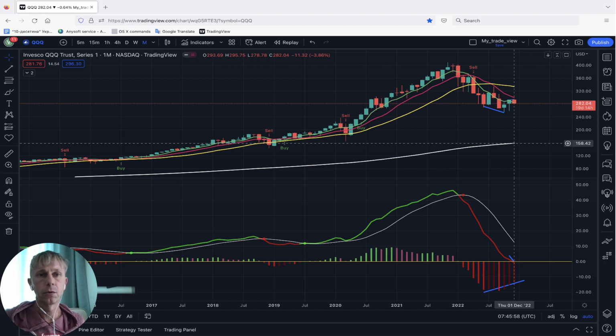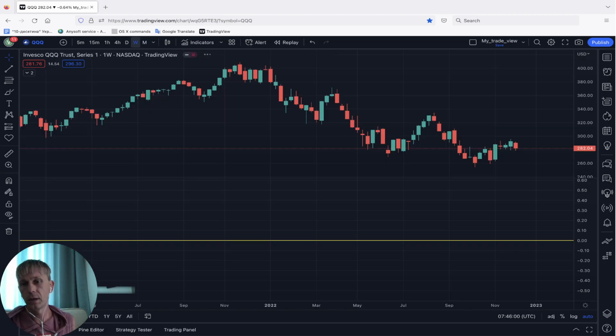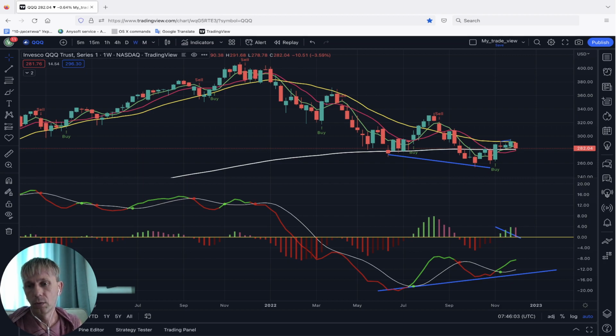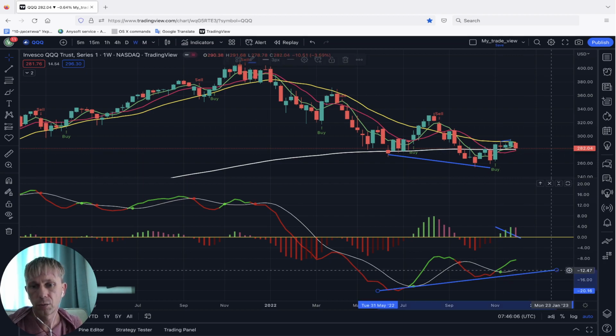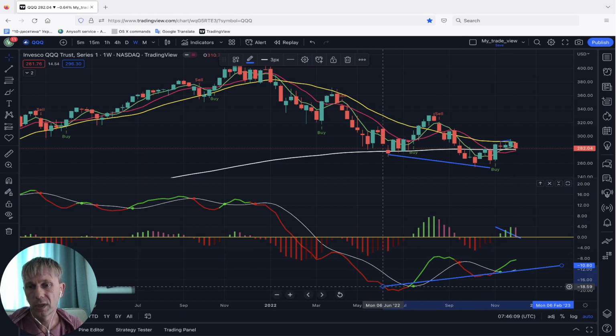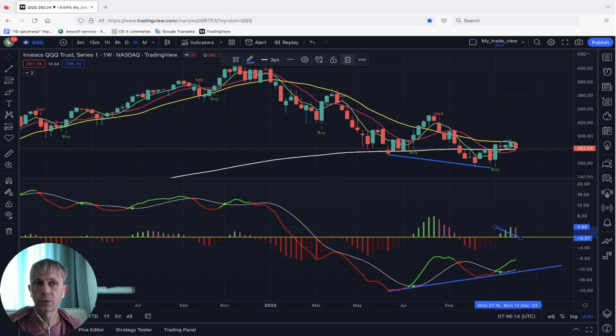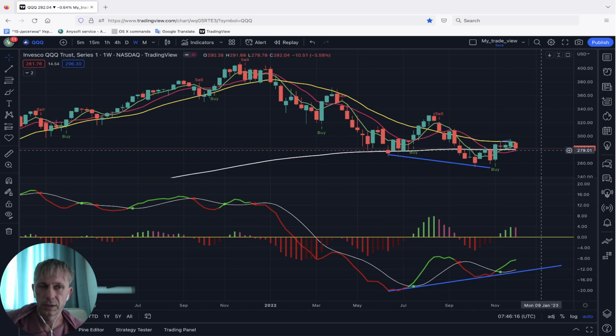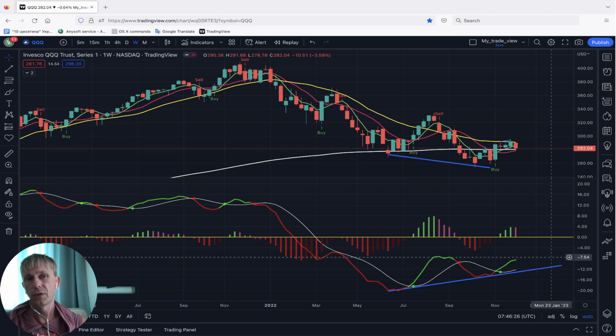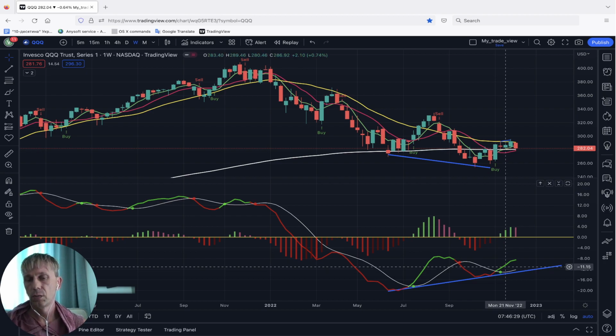Okay, let's check weekly. Weekly, we have a bullish divergence, right? We have monthly bullish divergence and weekly bullish divergence. The market wants to change direction to bullish, but remember, it is a very large time frame. Weekly is still bullish. It's completely different, right? Monthly is still bearish, but weekly is bullish, because MACD has a green line, bullish trend, bullish divergence.